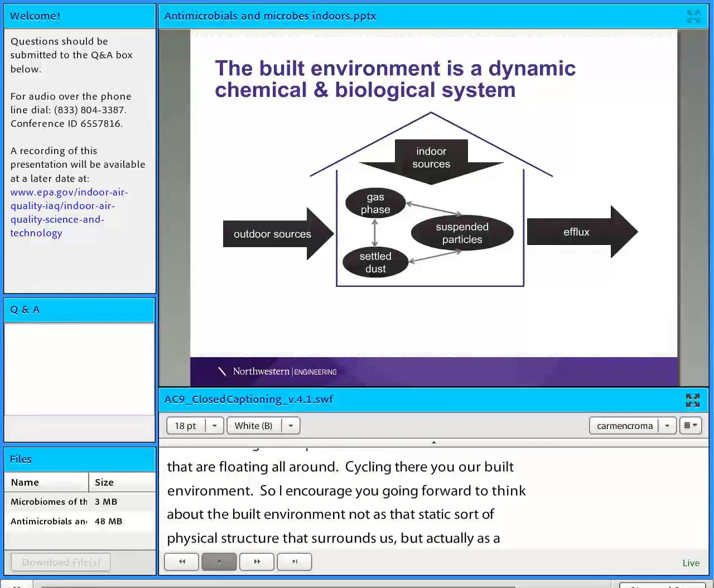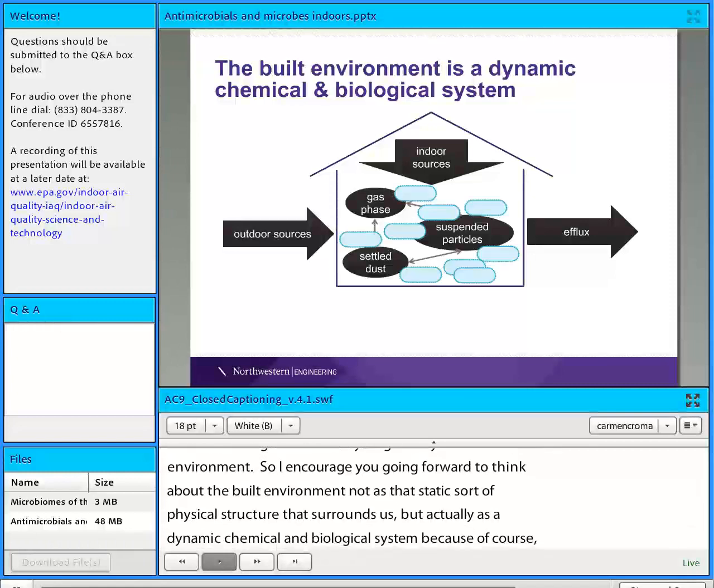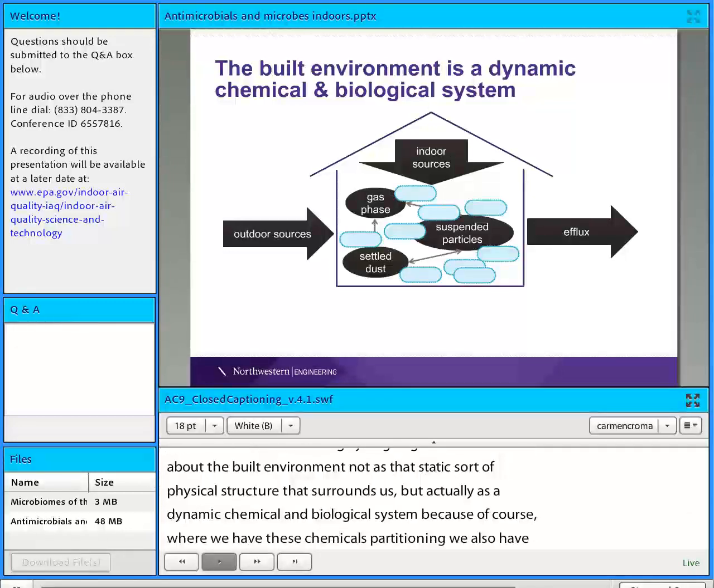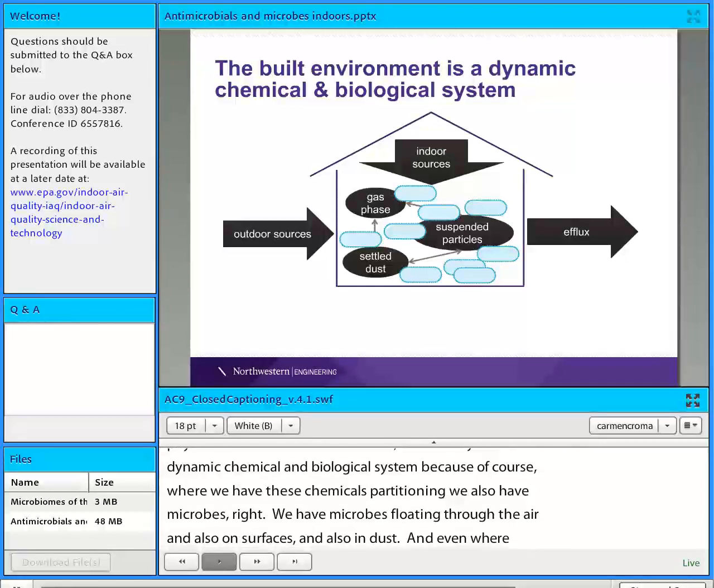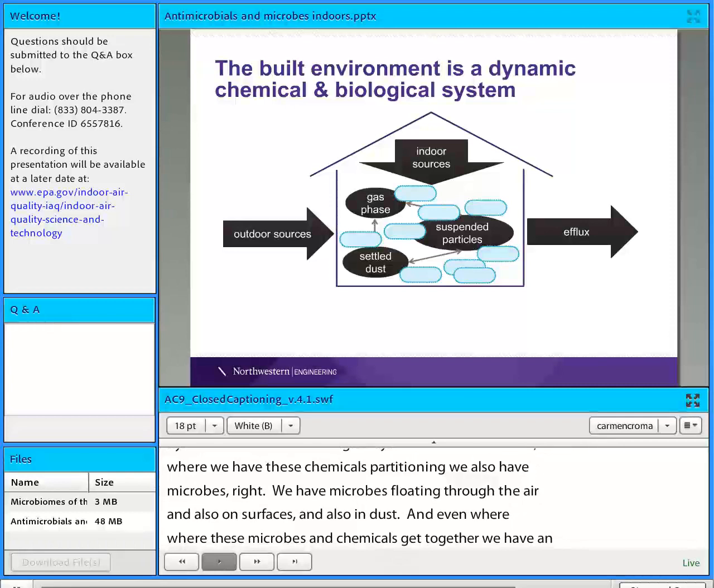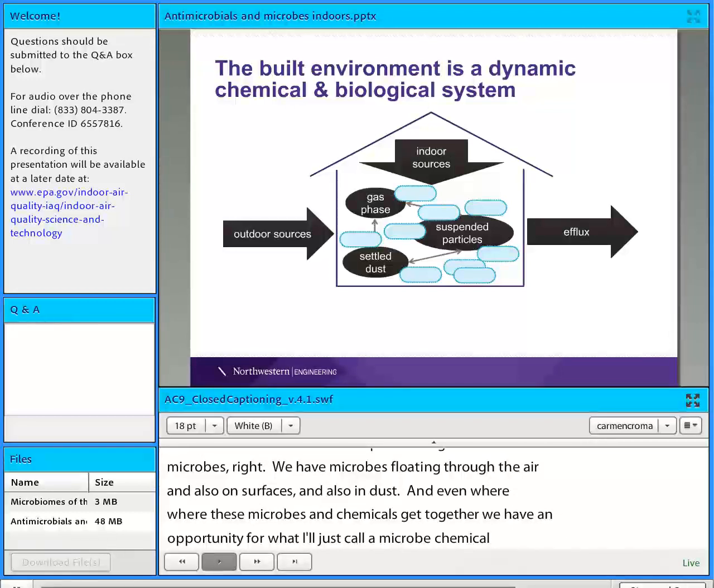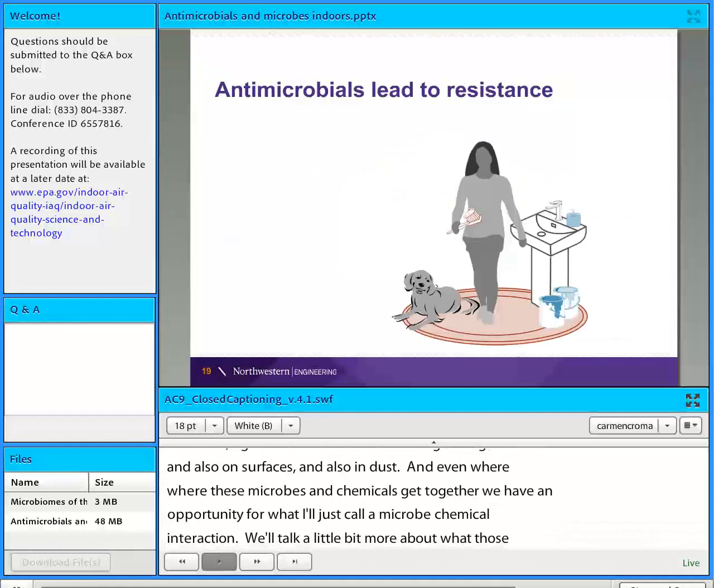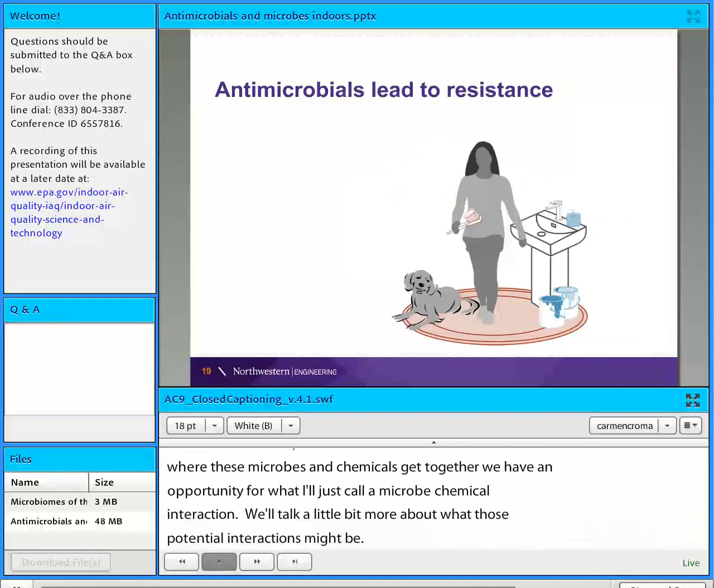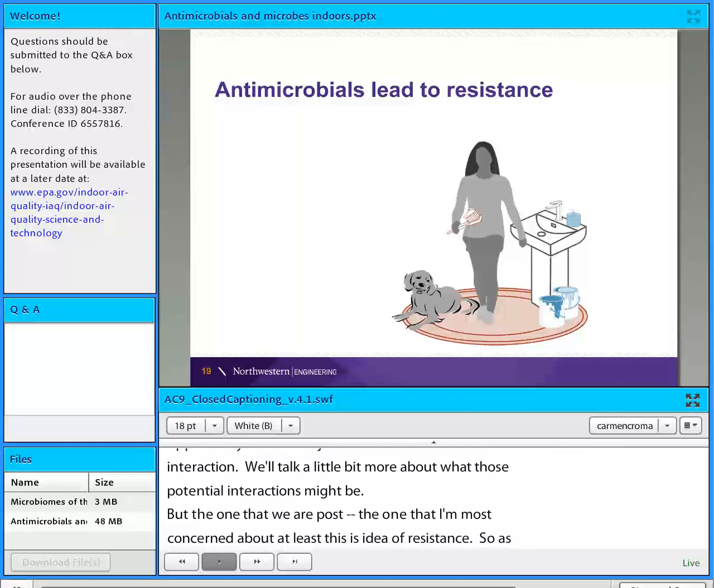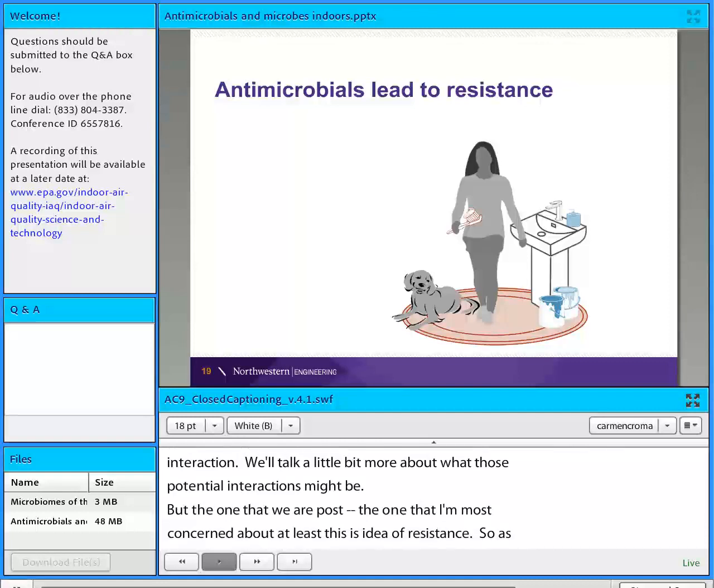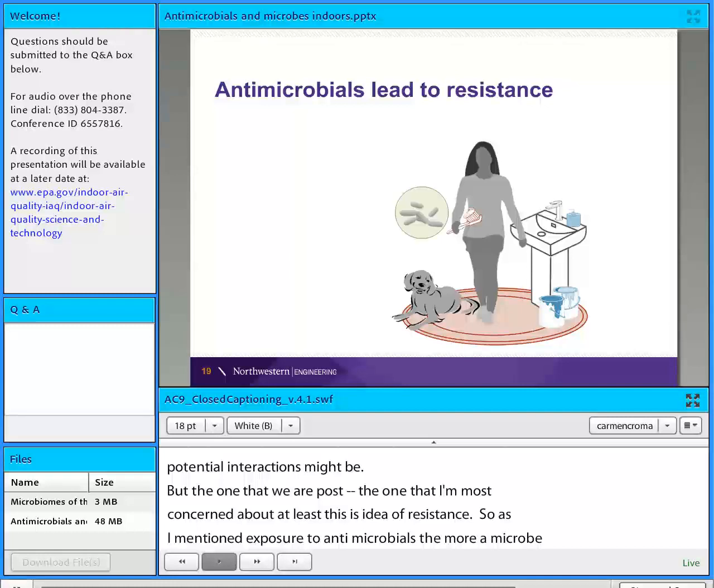Because, of course, where we have these chemicals partitioning, we also have microbes, right? We already discussed that we have microbes floating through the air and also on surfaces and also in dust. And everywhere where these microbes and chemicals get together, we have an opportunity for what I'll just call a microbe-chemical interaction. And we'll talk a little bit more about what those potential interactions might be. But the one that I'm most concerned about, at least, is this idea of resistance. As I mentioned, the more a microbe is exposed to antimicrobials, the more chances basically it has to develop resistance.